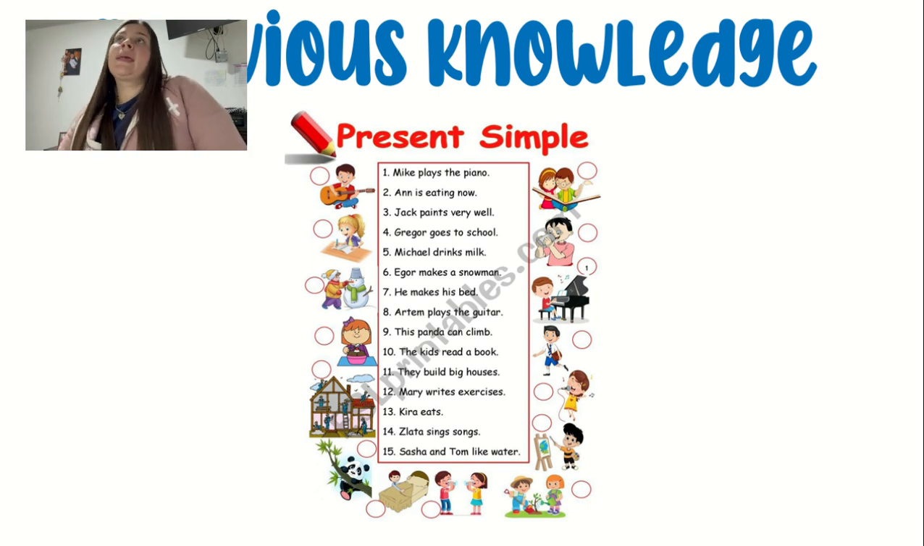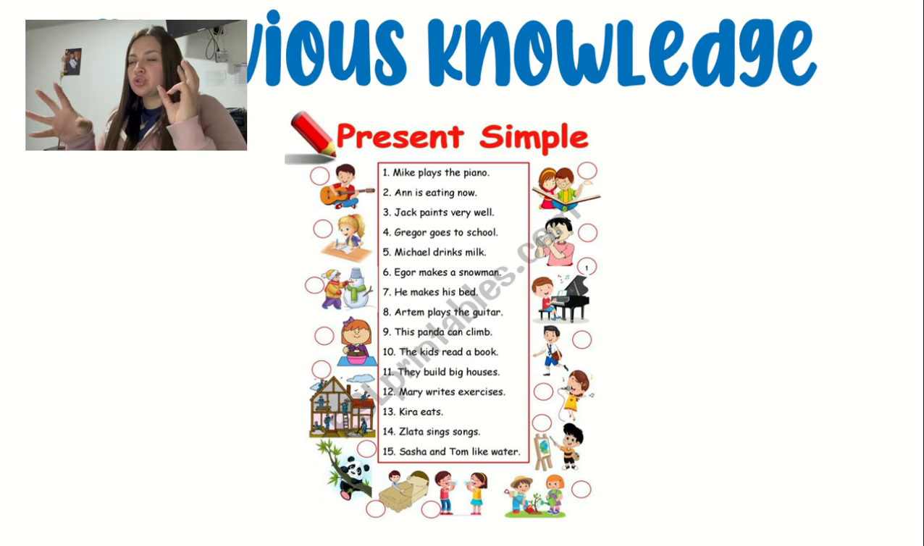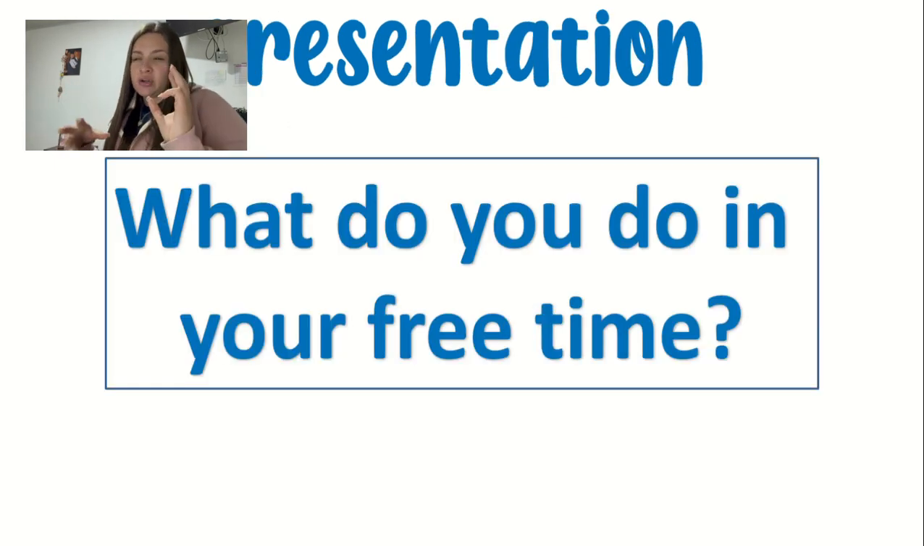Okay, so in the warm-up we are also going to do an activity about previous knowledge. This is a worksheet where the students are going to find different sentences and match them with the corresponding image. It's to analyze, as a teacher, what the level of vocabulary is, etc.